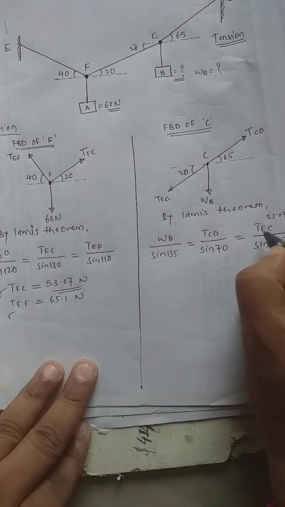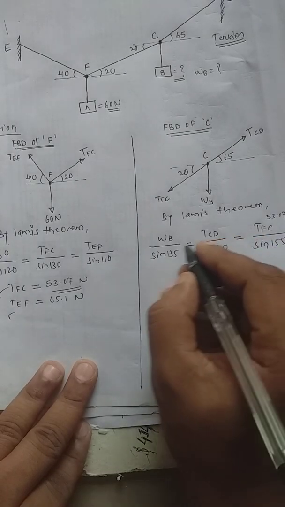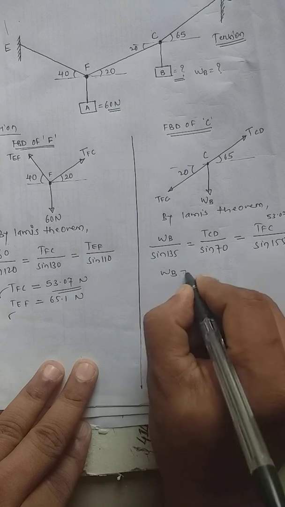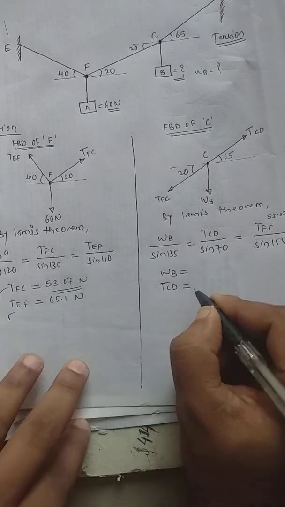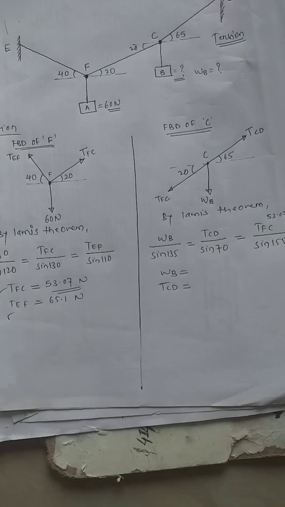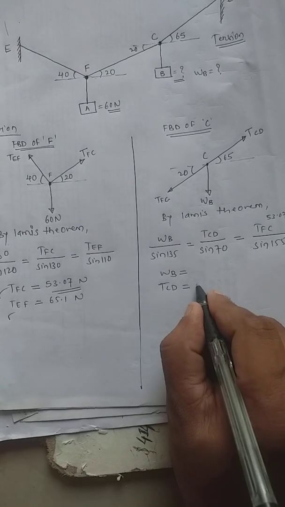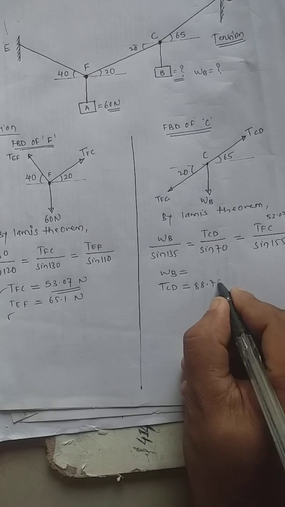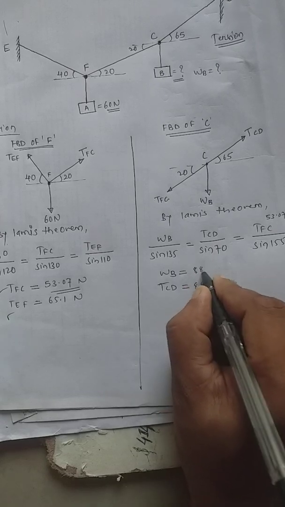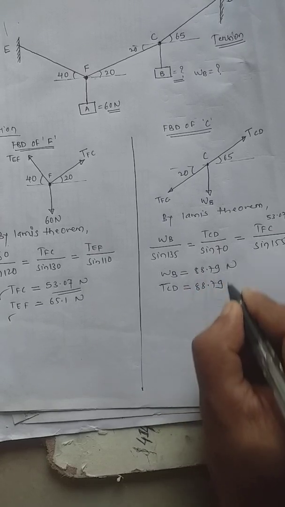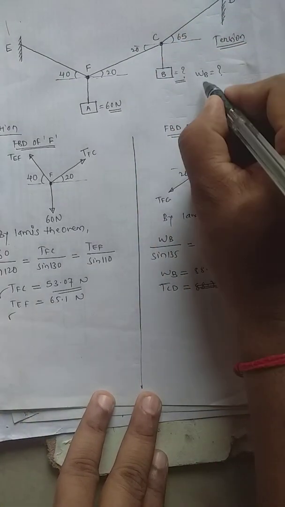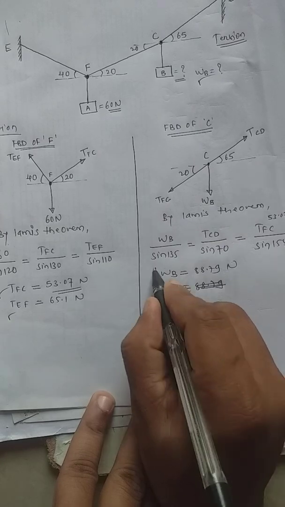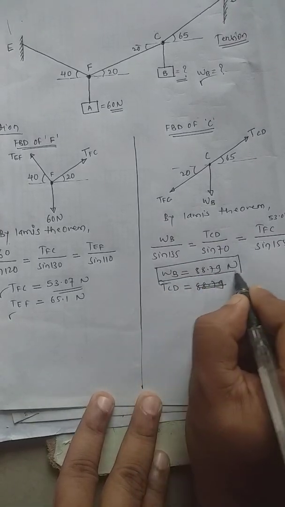Okay, so if this is 53.07, find out the value of WB and the value of TCD. WB comes to 88.79. Sorry, this is 88.79 Newton. So what we had to find out is the weight of bucket B. So the weight of bucket B is equal to 88.79 Newton.